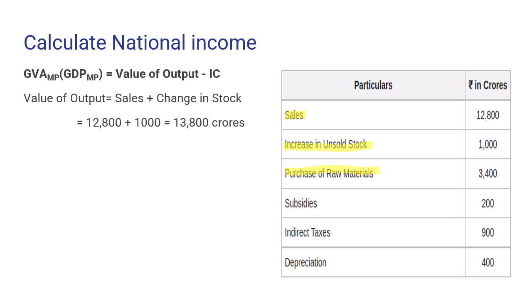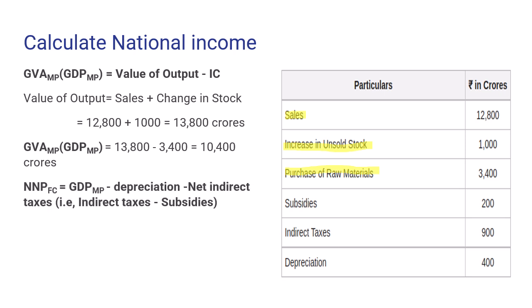And then intermediate consumption 3400 is given, so we can find out GVA MP, which is value of output minus intermediate consumption. So you will get your answer, that is 13,800 minus 3400 is your GVA MP. Now GVA MP is same as GDP MP, right? तो जब हमने GVA MP निकाला वही हमारा GDP MP भी है, that is 10,400. Now from this you can calculate national income. So national income aggregate is NNPFC.